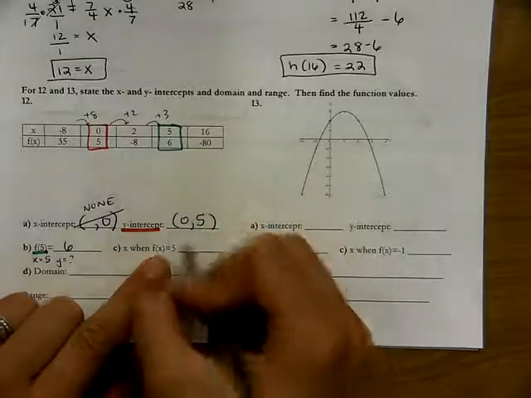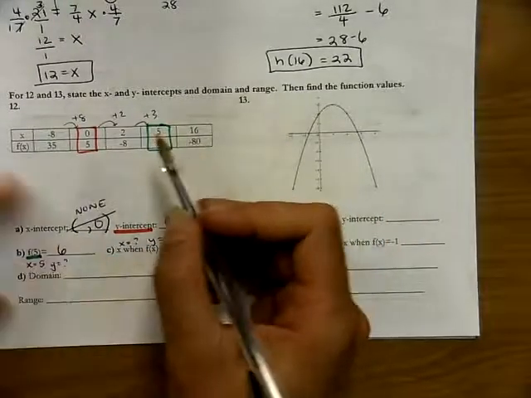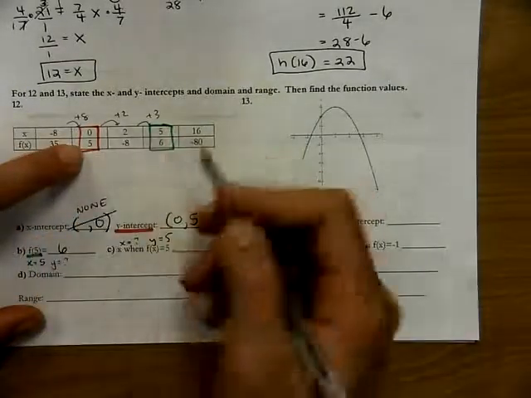To find x when f of x is 5, that means what is x equal to when y equals 5? Well, I go to where f of x or y is 5, that's right here.